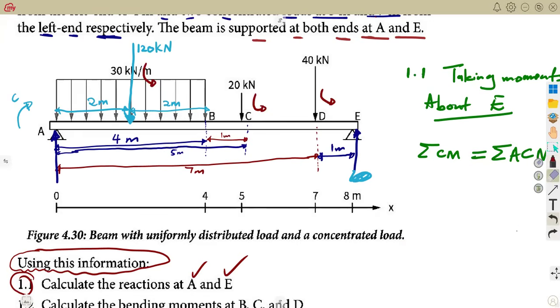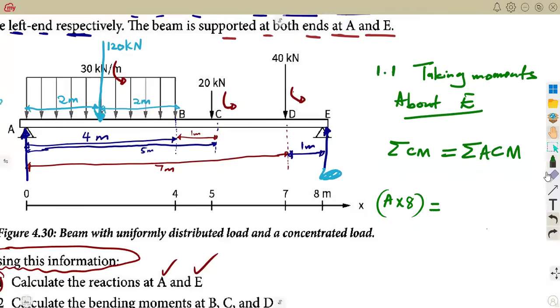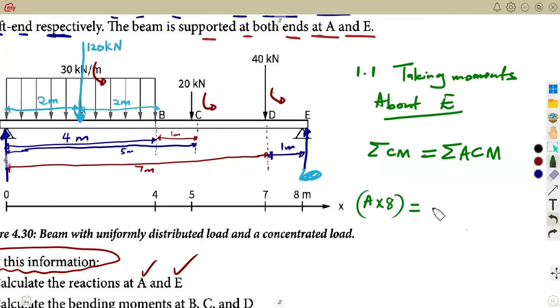Let's add up and see what we are going to have. Remember, force times the distance to that point. That is the force here at A times the distance to E, the whole distance, which is 7 plus 1, which is 8 meters. So that's A times 8, which is what we only have on the clockwise moments. Anti-clockwise, let's start with these ones closer to E. We start with D back to E, force times distance. It will be 40 times 1.